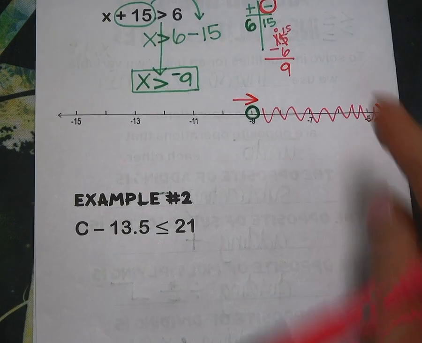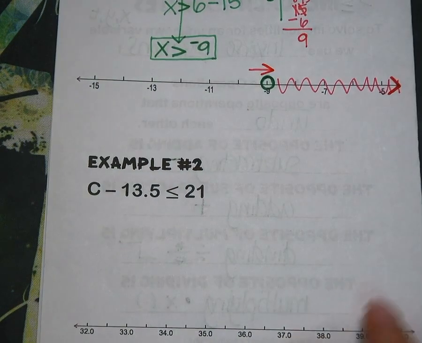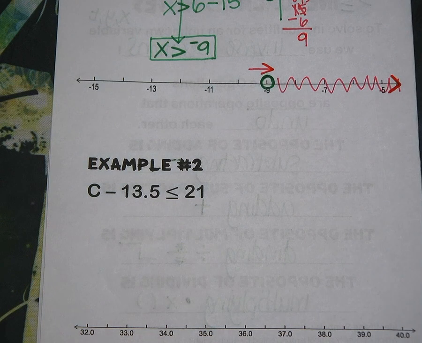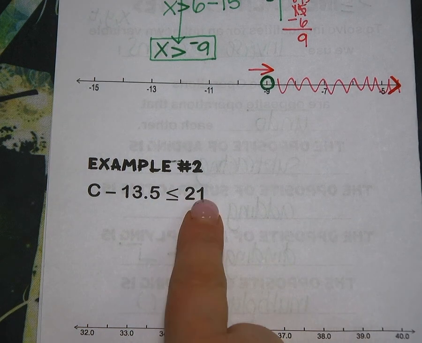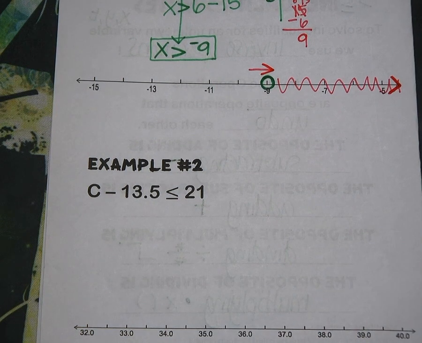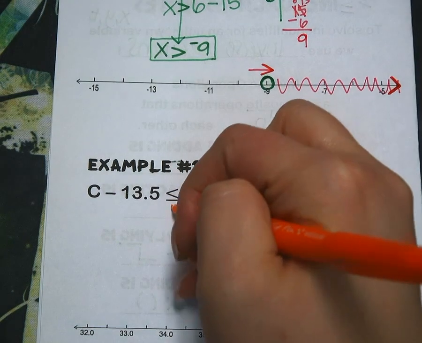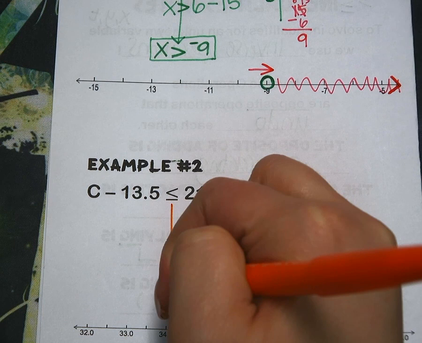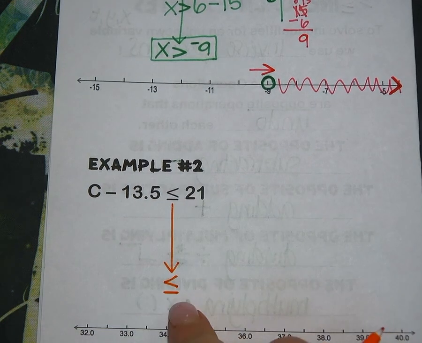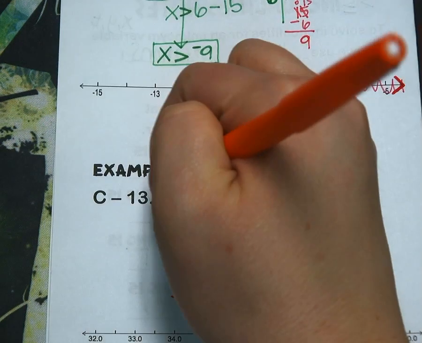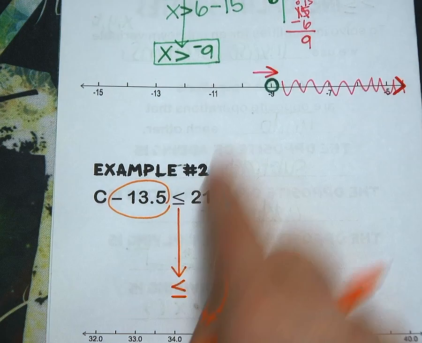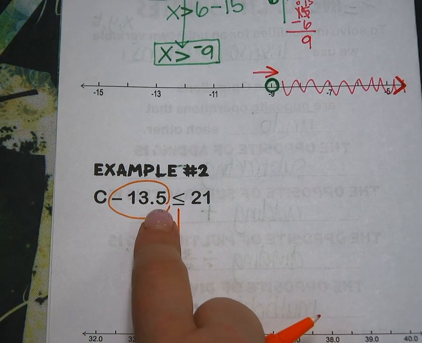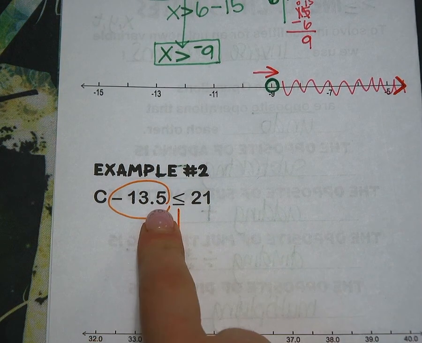So let's try another example. So example 2 says C minus 13.5 is less than or equal to 21. So I am going to draw my line. I'm going to split my problem and bring my symbol all the way down, staying exactly the same. And I'm going to circle what I want to get rid of. Okay, I want to get rid of subtracting 13.5. So I know the opposite is going to be adding.